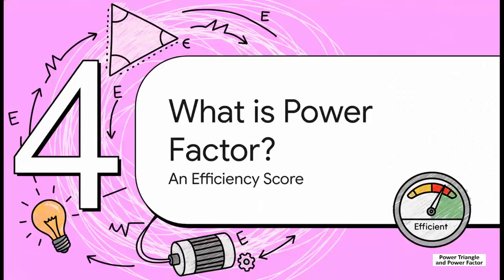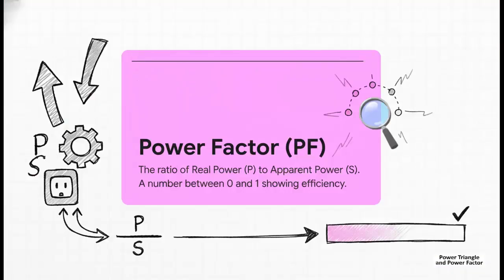All right, now that we have this triangle, we can get an incredibly useful piece of information from it. It's called the power factor. And the best way to think about it is as a simple efficiency score for any electrical circuit. It's like its report card. So what is power factor? It's simply the ratio of real power, that's the useful work, to the apparent power, the total effort being supplied. You just take P and divide it by S.